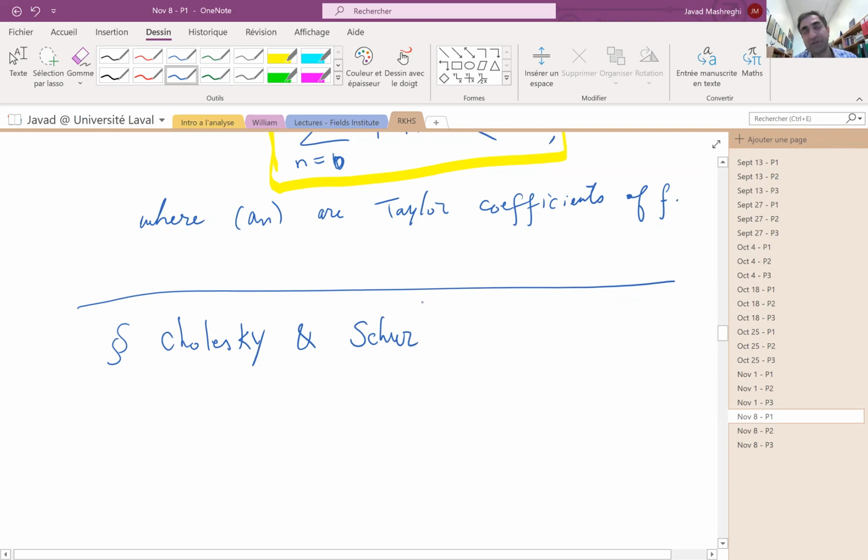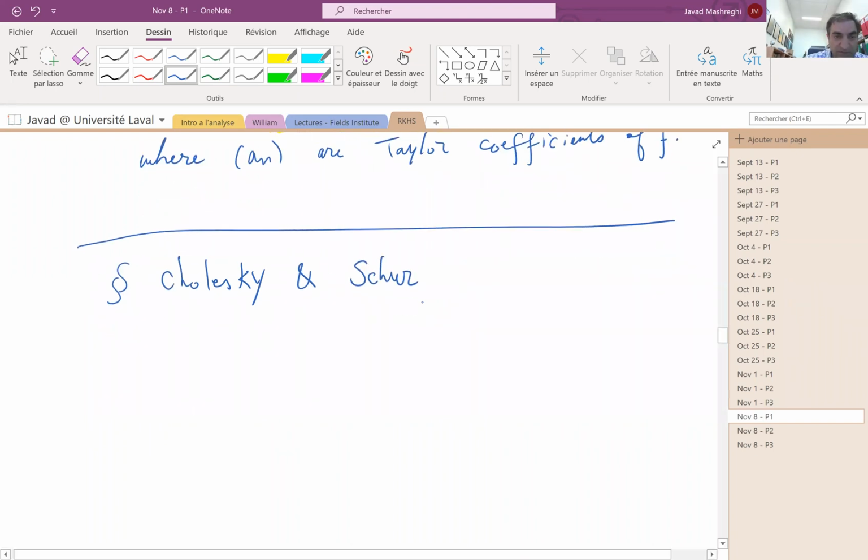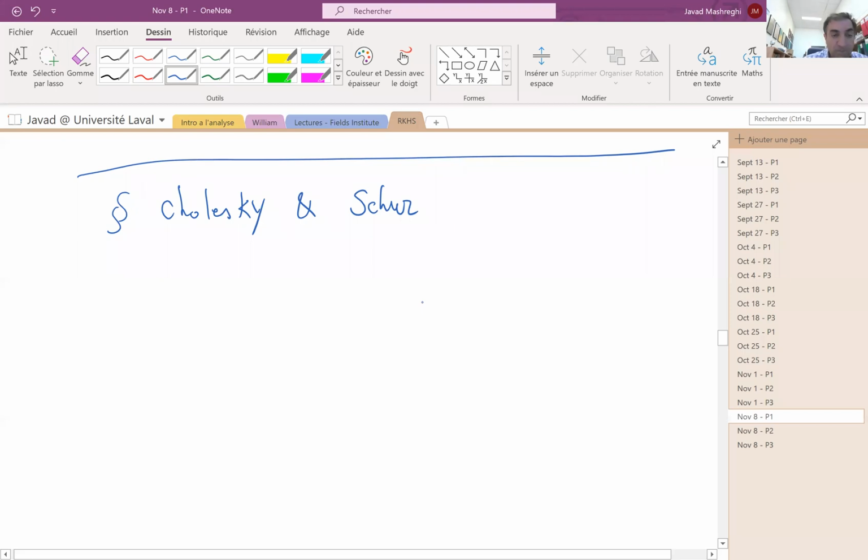and Schur results. Sometimes instead of Schur, we call it Hadamard, but we'll arrive at that. Let's start with Cholesky factorization. To do this, one observation.